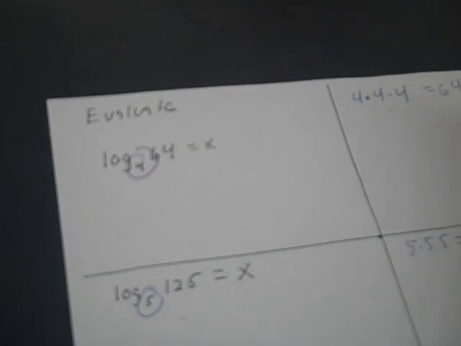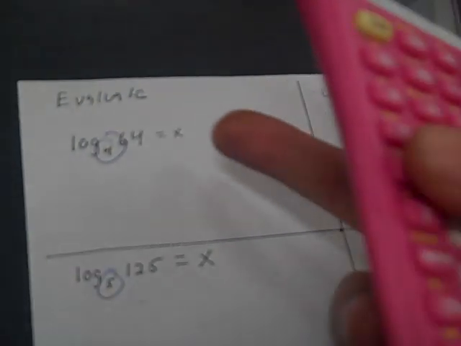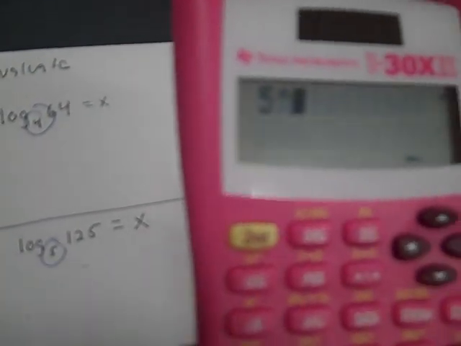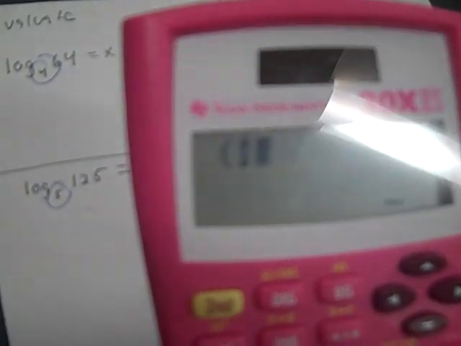Again, you check all these answers, because 4 to the third power is 64. 5 to the power of 3 is 125. Now, that was a half originally, so 1/2 to the power of negative 3 is 8. And then 10 to the power of 0 is 1.